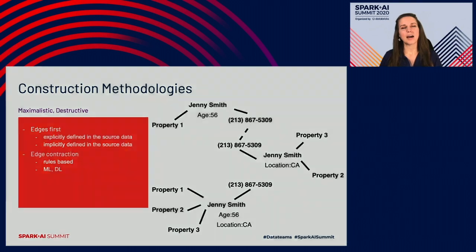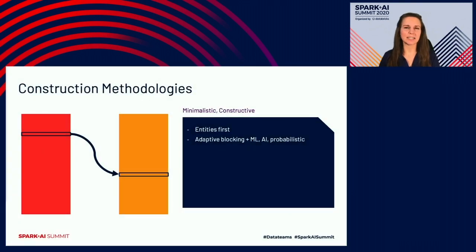But let's go to the other avenue, the minimalistic constructive way that you can approach building a knowledge graph. So with this approach, you're taking an entities first approach, probably. So to illustrate a simple example, let's say that you have person information in one data source, our orange data source, and you want to compare all of the records in that orange data source against the person information that lives within all the records in the yellow data source. So you would be doing a huge volume of comparisons.